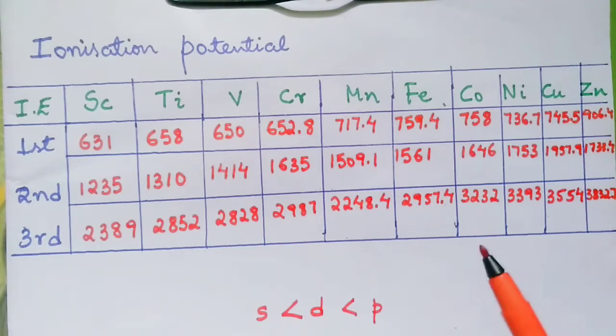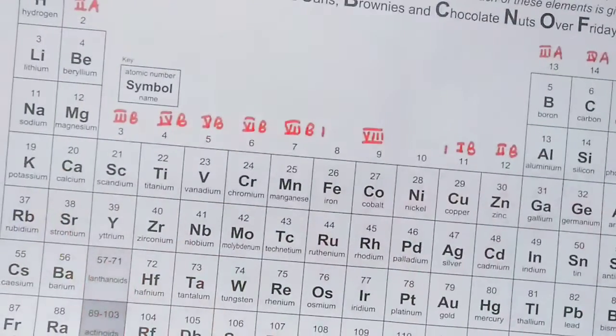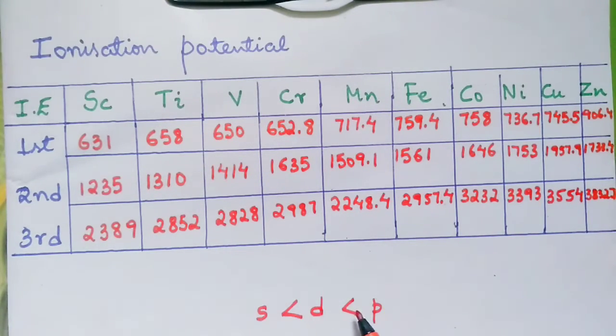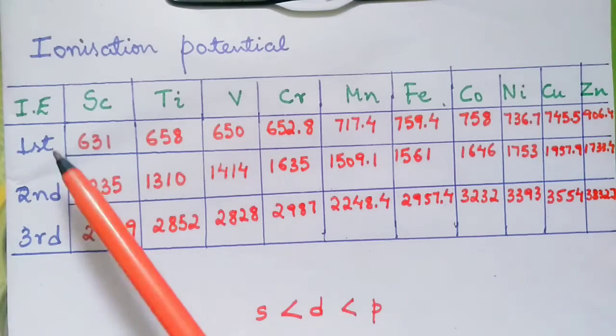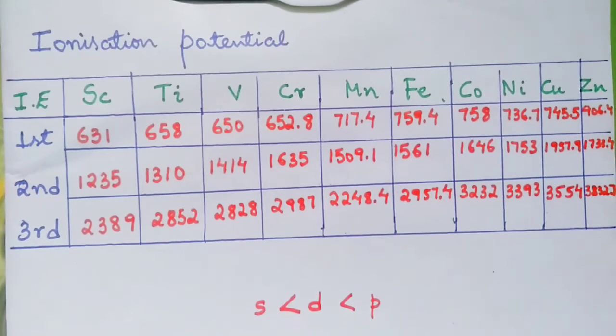Note that the ionization potential of the d block elements lie in between the s block and the p block, which means that the d block elements are less ionic than the s block elements but more covalent than the p block elements. Here we have the first, second and third ionization potentials for the 3d series elements. Just have a look from here.